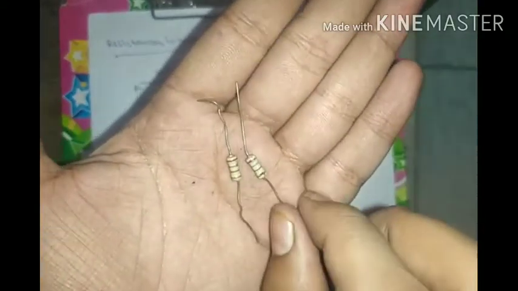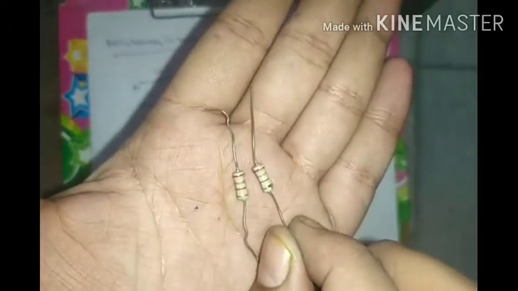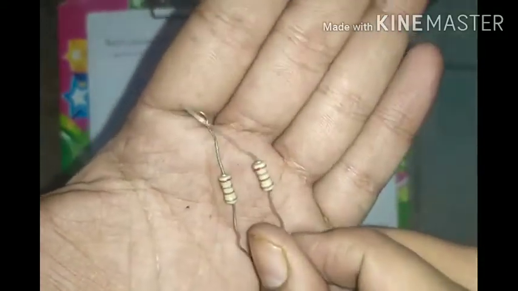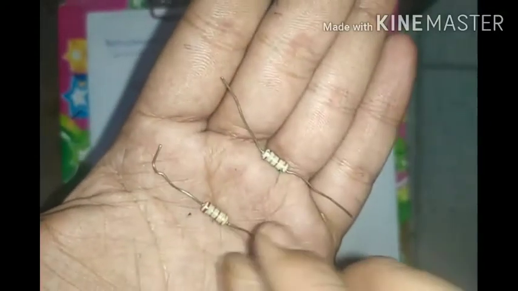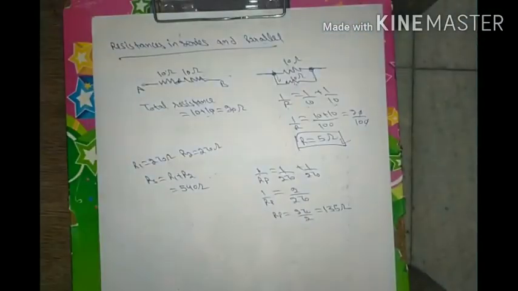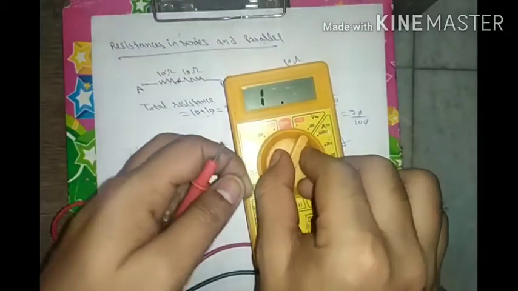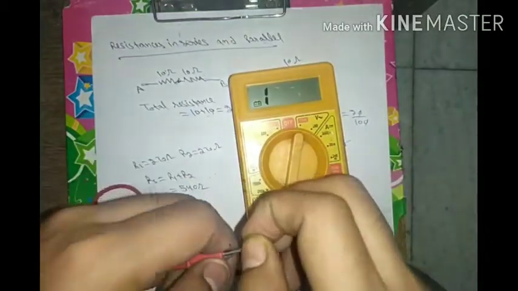So see, students, I have two resistances. Both resistances are the same, and both are of 270 ohm, and you can verify with the color code. That is a very easy task, so I will not show you that now. I will show you the combinations, and both of these resistances are 270 ohm. I will show with the multimeter directly. The resistance is 270 ohm. That we have already confirmed.